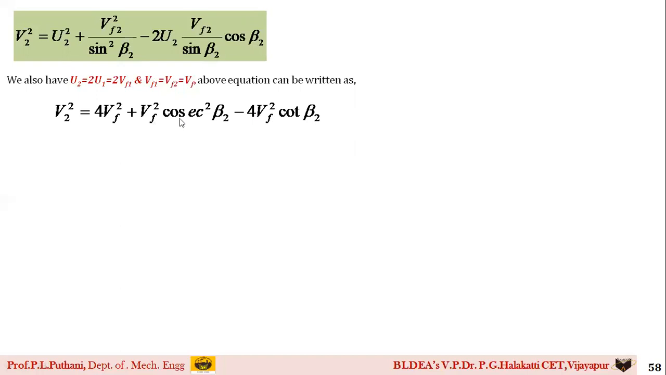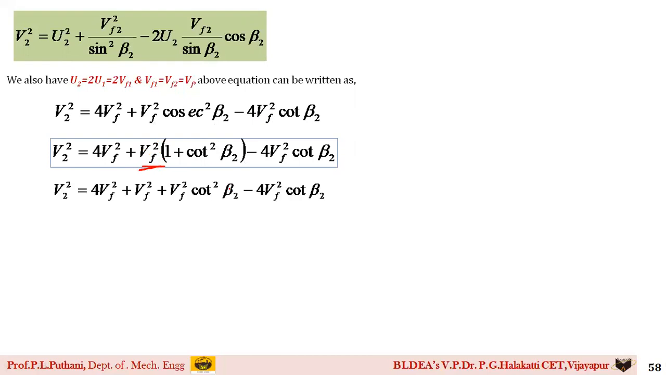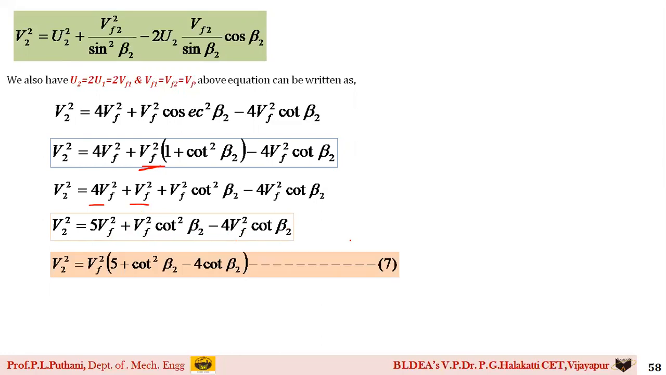So the trigonometric function cosec square beta 2 is nothing but 1 plus cot square beta 2. I use this equation here such that we get it in the form of cot beta 2 on both sides. We multiply the Vf square, which you are observing here. I will open this Vf square and multiply inside the brackets, and on multiplication I get this equation now. So 4Vf square and this Vf square, I add up, and I get 5Vf square plus Vf square cot square beta 2 minus 4Vf square cot beta 2. That is the value of V2 square. Or if I take Vf square as common in all the terms, it is 5 plus cot square beta 2 minus 4 cot beta 2.